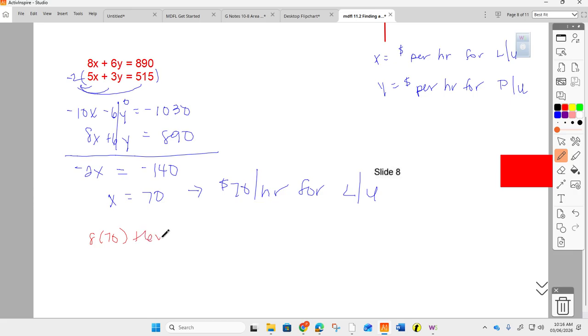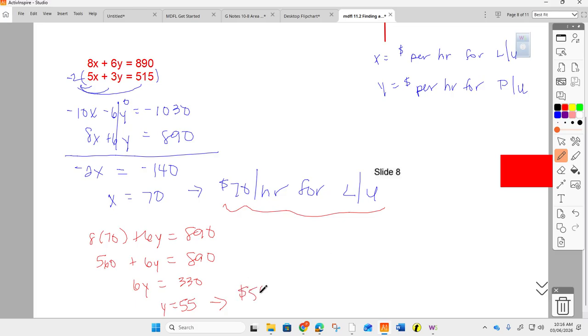Now we have an equation with just one variable. Isolating the y by subtracting 560. What is that? 330? 330. And then 330 divided by 6, I assume it's 55. All right. So what's that represent? This is what it represents for loading and unloading, right? So it represents $55 per hour? Yes, for packing and unpacking.